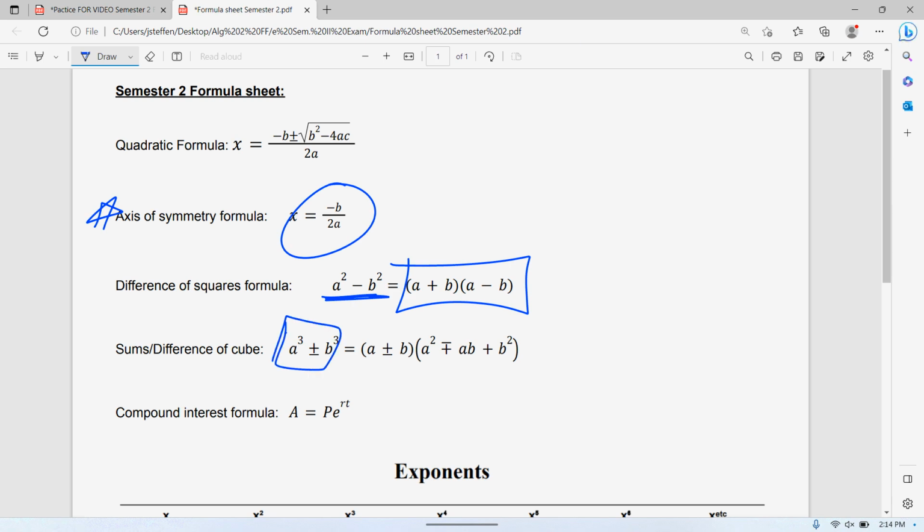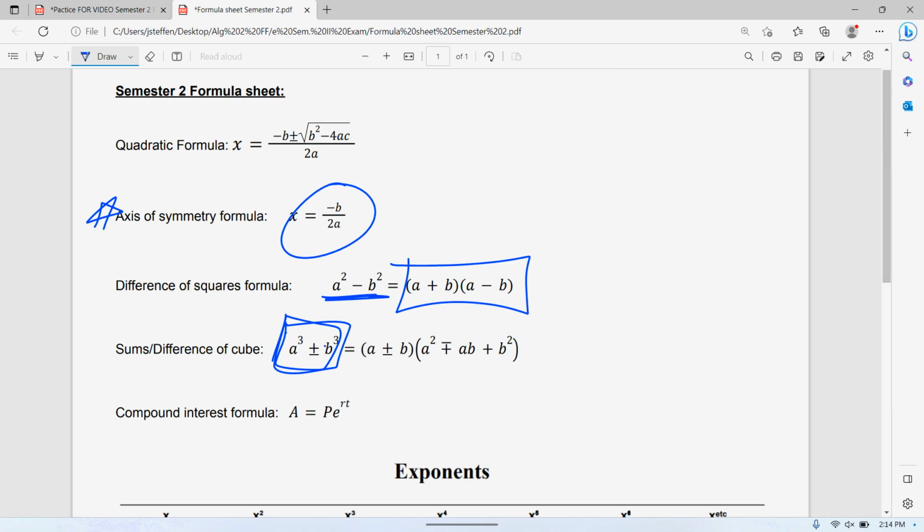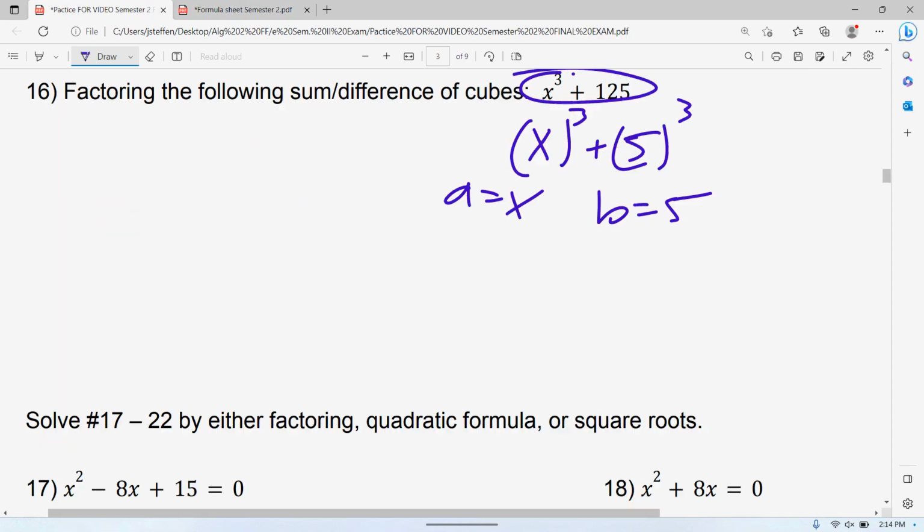A couple students get confused by this. This first part is just saying this is when you can use this equation. So when you have two perfect cubes is when you can use this equation. And that's also telling you how to find your A and B. X to the third, so your A is x. 5 to the third, so your B is 5.